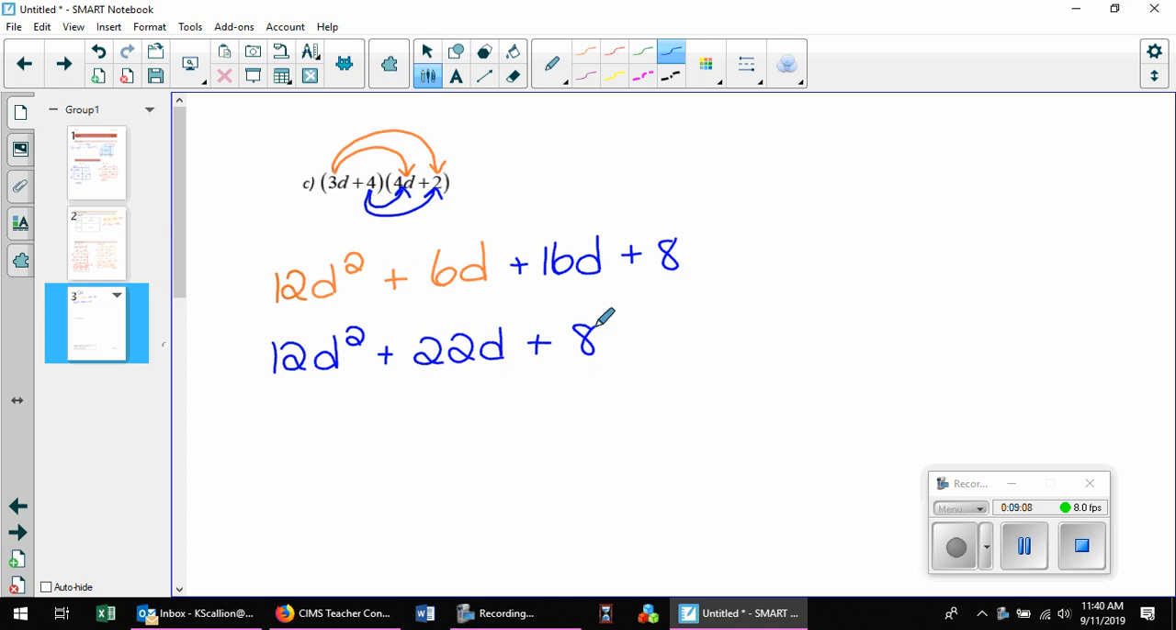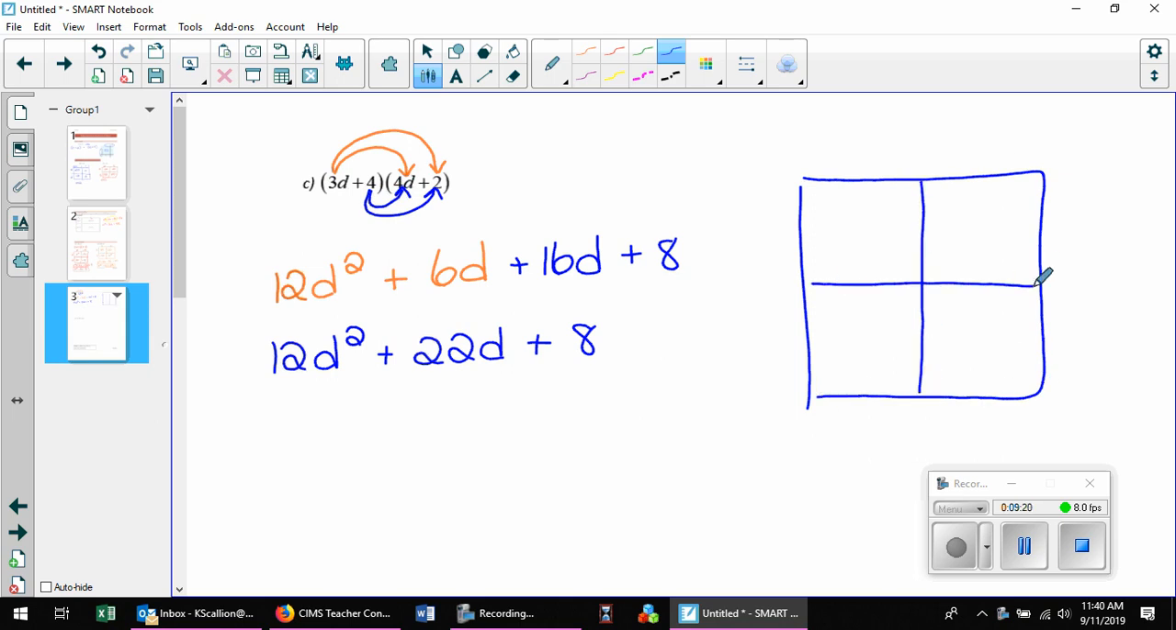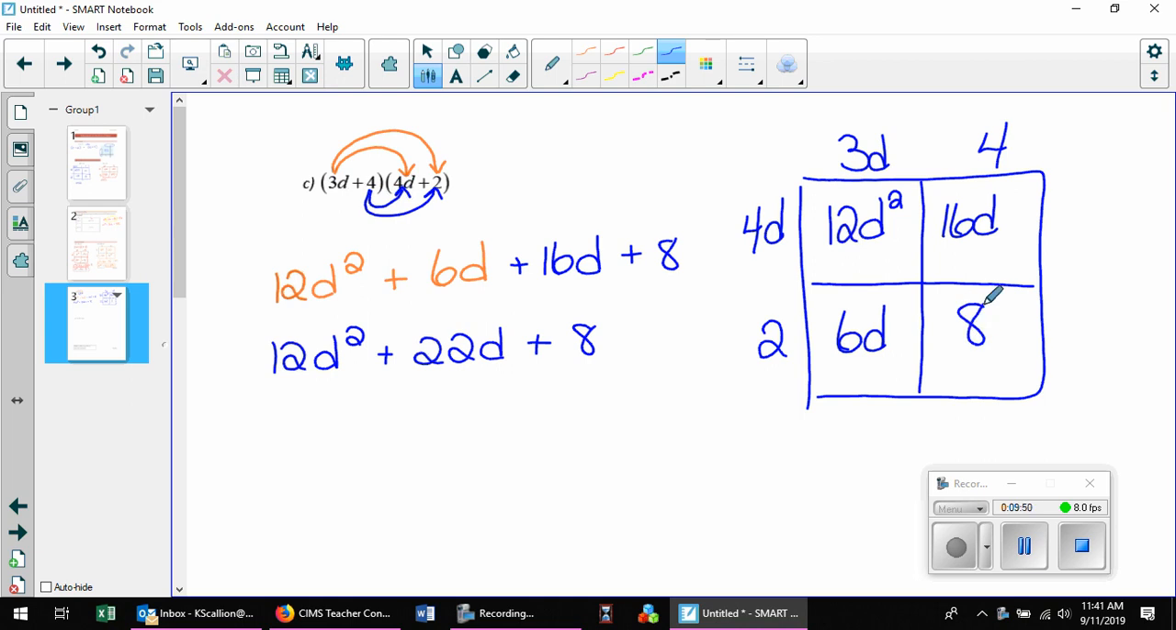The box will give you the exact same answer. How do I do the box? Okay, so my 3d would go here, my first term would go here, my positive 4 would go here, I'd have 4d here, and then my 2. So you're doing the exact same thing. 4d times 3d is 12d squared, 4d times 4 gives me 16d, 3d times 2 gives me 6d, and 2 times 4 gives me the 8, which are the exact same things.